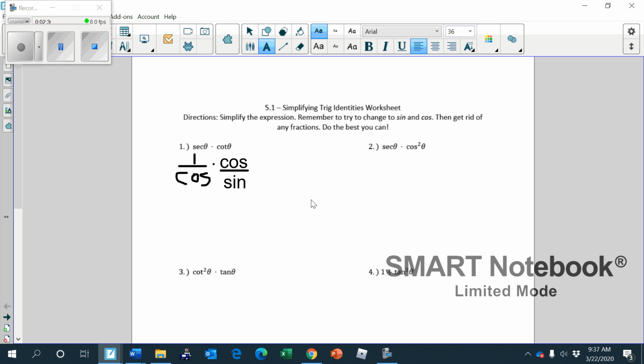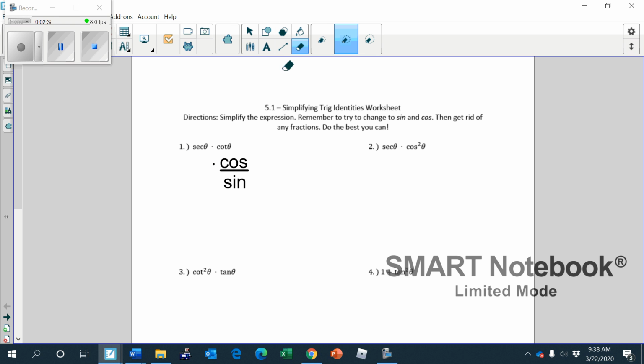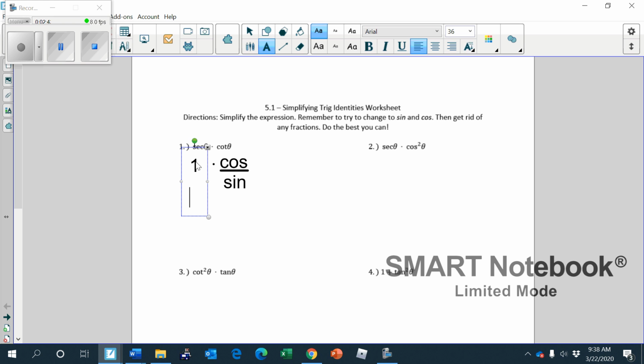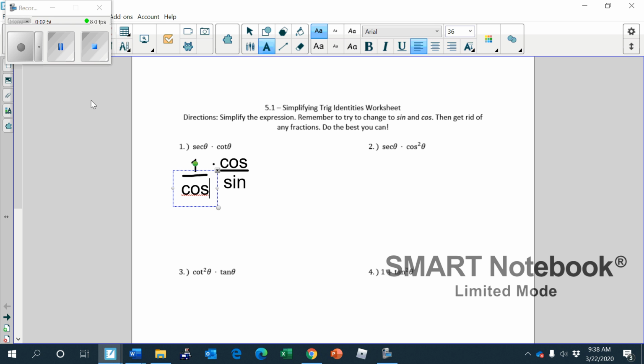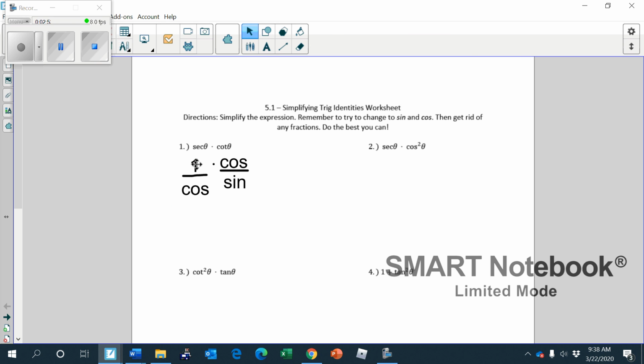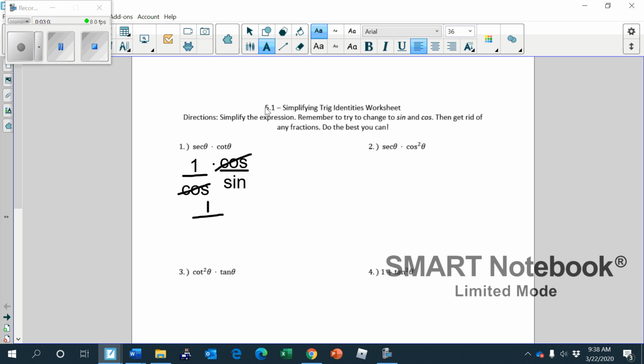Let me erase this so I can keep it consistent here for you. So we said 1 over cosine, and cosine over sine. Now if you notice, because the cosine is on the bottom in one and on the top in the other, you're allowed to cross these out. What you're left with is 1 over, and then sine is on the bottom. I think it's just faster for me to do it this way. So now you have 1 over sine.